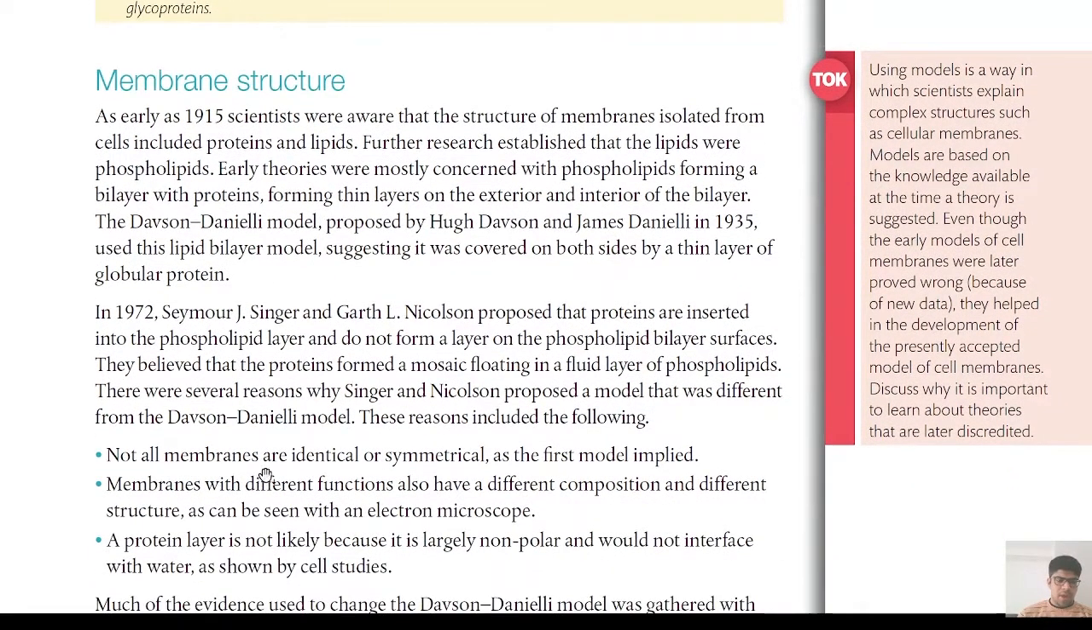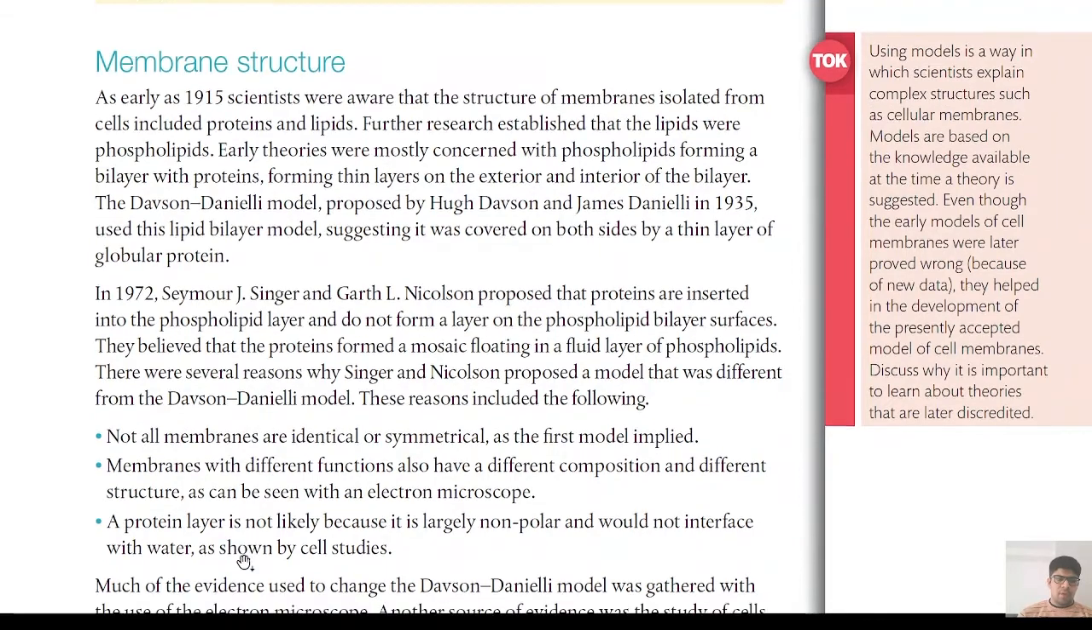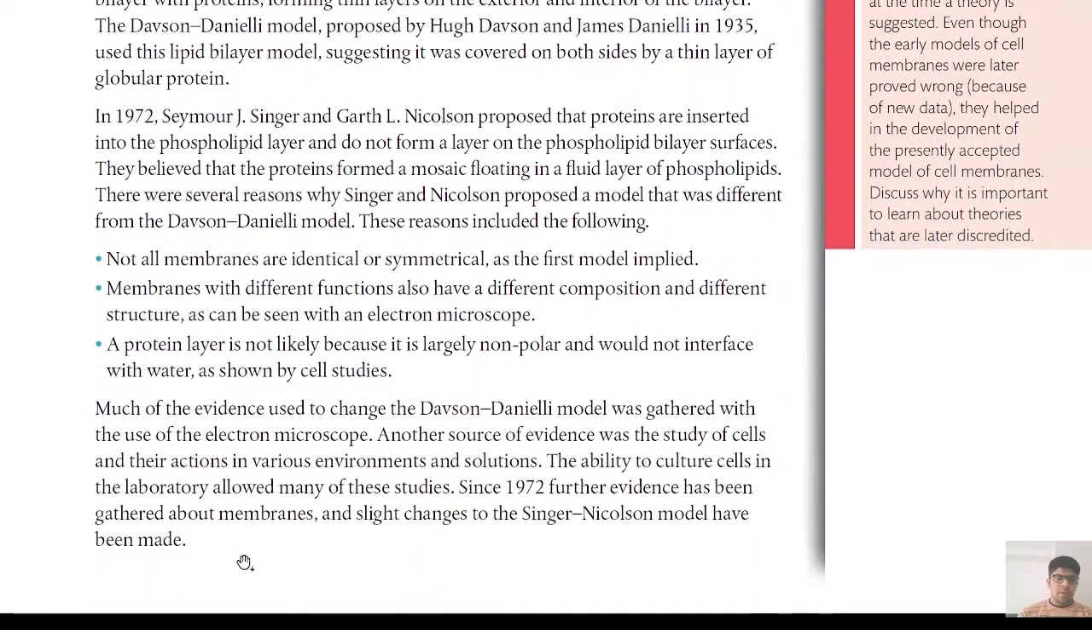Not all membranes are identical and symmetrical, as the first model implied. Membranes with different functions also have different composition and different structure, as can be seen with the electron microscope. A protein layer is not likely because it is largely non-polar and would not interface with water, as shown by cell studies. Much of the evidence used to change the Davson-Danielli model was gathered with the use of the electron microscope. Another source of evidence was the study of cells and their action in various environments and solutions. The ability to culture cells in the laboratory allowed many of these studies.